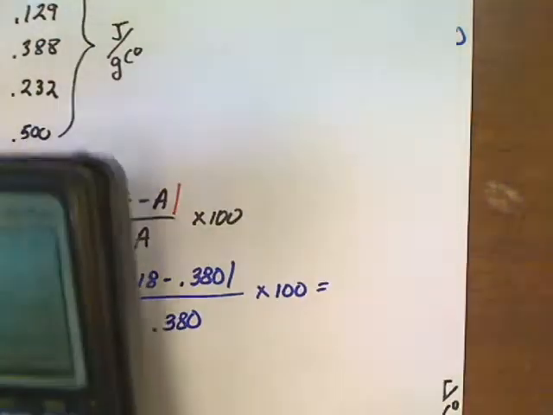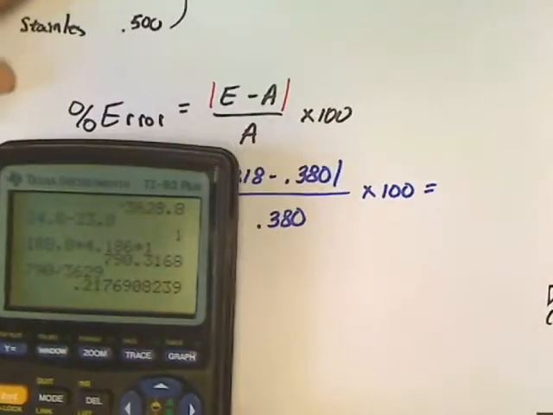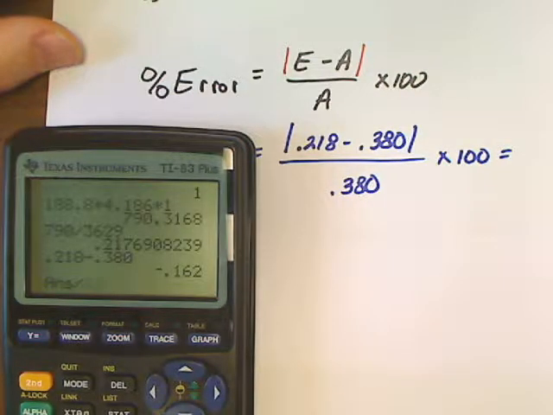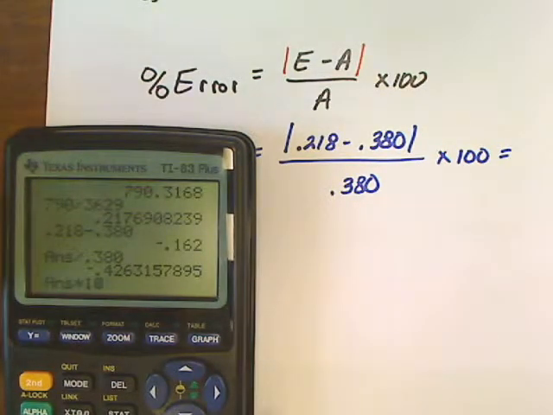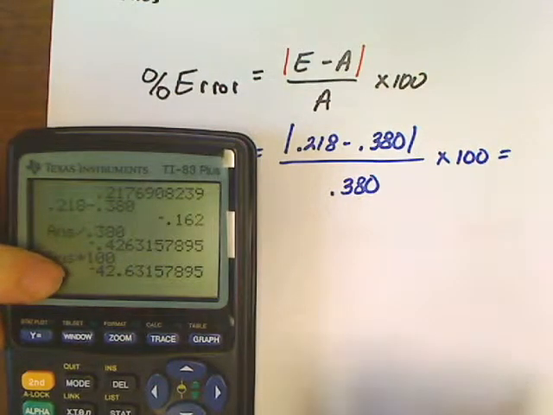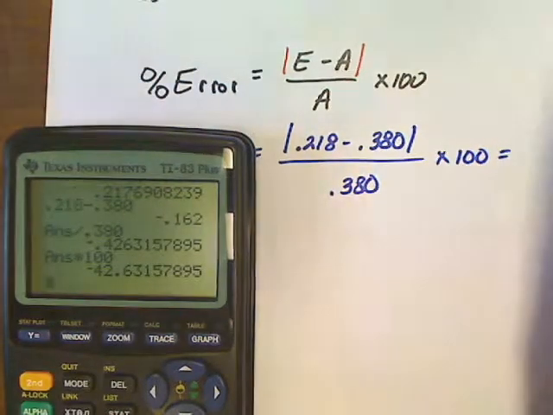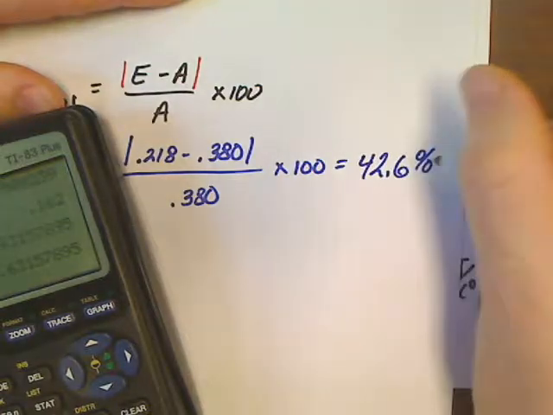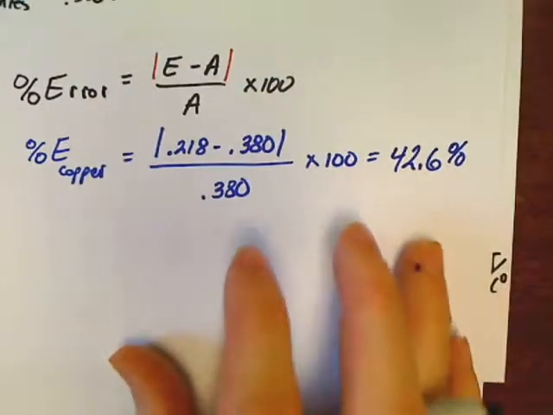Where's my calculator at one more time? And I could put all this in there at once. I've got 0.218 minus 0.380 divided by 0.380, times 100. Oh no, I've got a negative percent error. Just remember, it was absolute value, so there's no negative. So I've got a 42.6% error, which means I did pretty terrible in this lab at this rate.